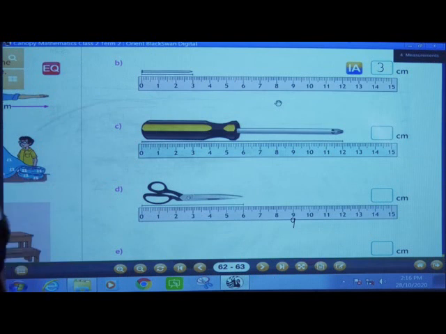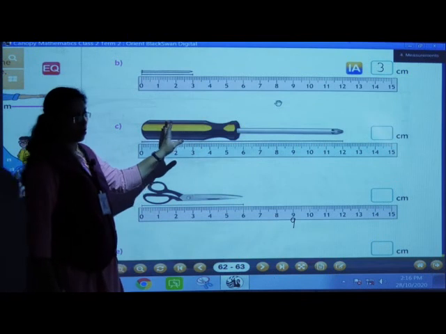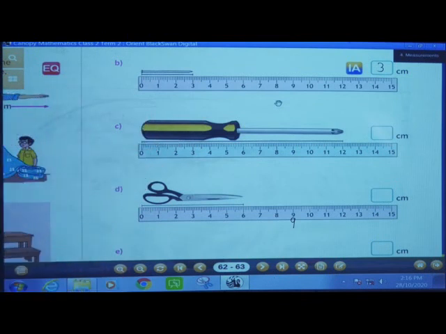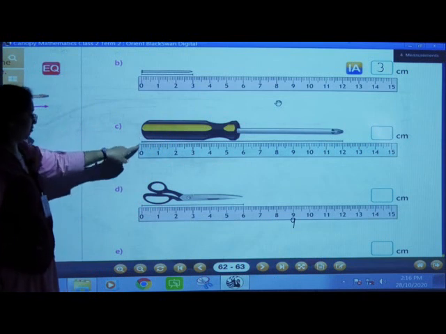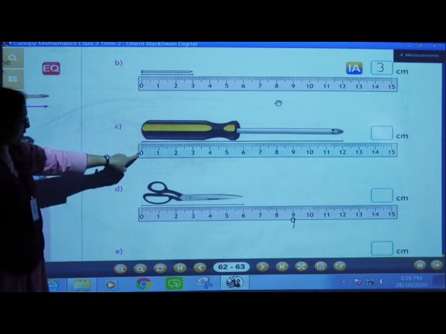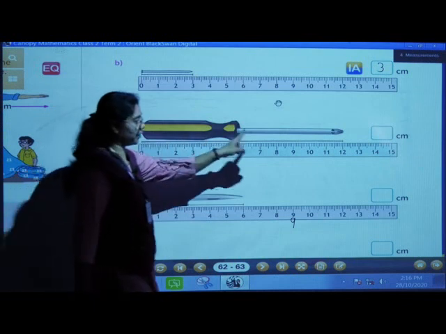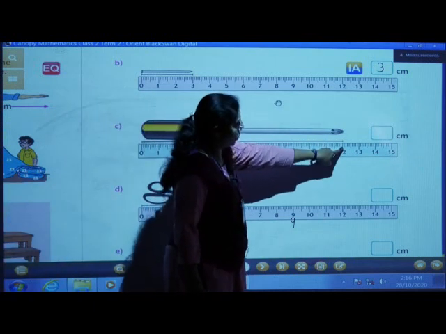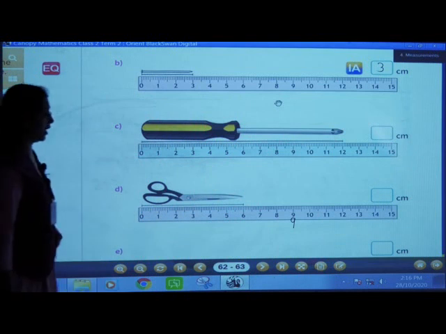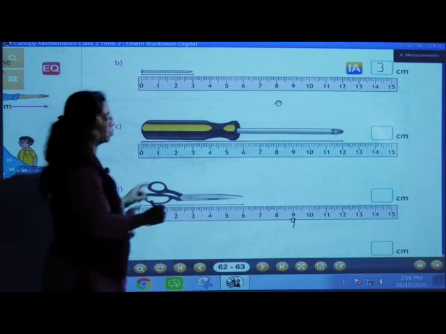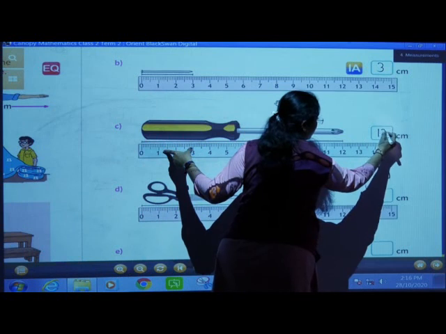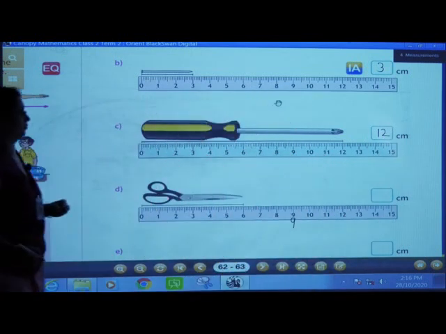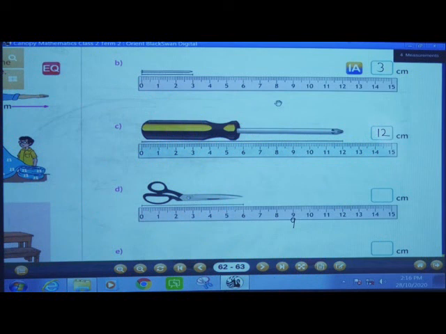Now see the next one, we have to measure the length of this object. See, one point is at 0 and another point is at, where is it? 12, means the length of this object is 12 centimeter.